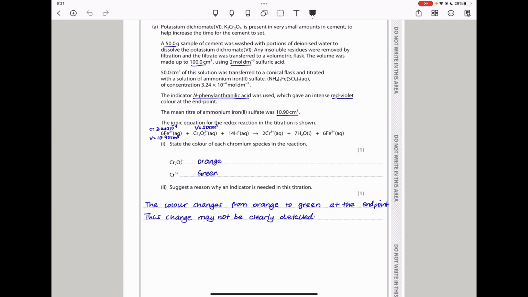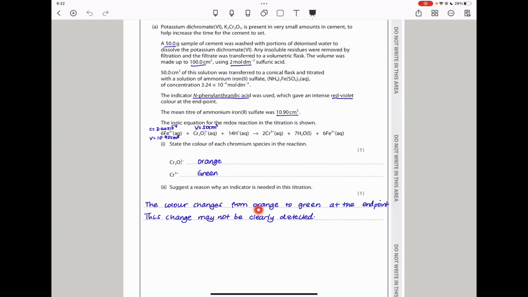Next they say, suggest a reason why an indicator is needed in this titration. Now we know this titration is going to have an orange color on this side and there will be a green color on the other side due to chromium(III). The reason why we need an indicator is because a color transition from orange to green is going to be really hard to tell because they are such dark colors.